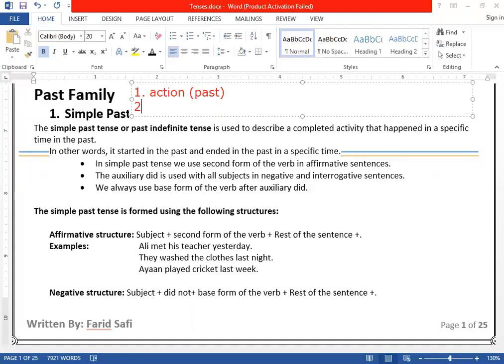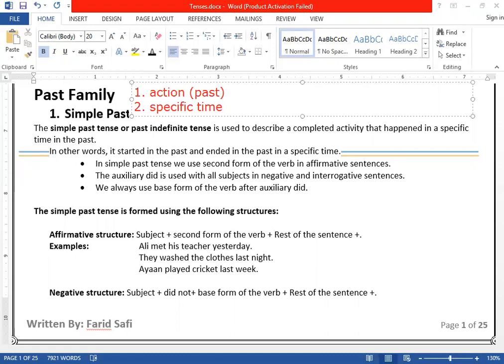Number two, this action happened at a specific time. Two points are there. Number one, an action completed in the past; number two, it was completed at a specific time. So keep these points in your mind. How many things? Two points. Whenever you want to talk about your past activities, because it helps you in IELTS and in your daily conversation, clear, these two points must be kept in your mind.